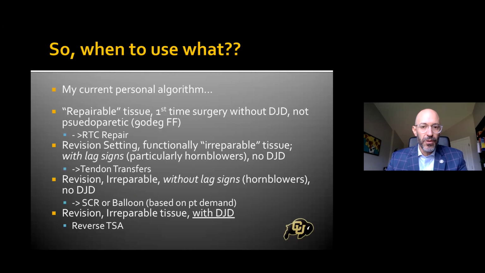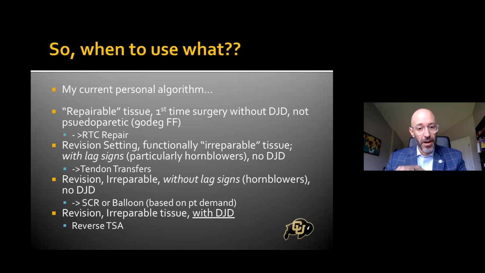So what do we use when? My current personal algorithm is that if I have repairable tissue, they're indeed a first-time surgery, no DJD, and they're not pseudoparetic, so they can achieve at least 90 degrees of forward flexion, that patient in my hands gets a cuff repair. If this is the revision setting and they have functionally irreparable tissue, so that high-grade Goutallier-based tissue or tissue that we know we tried to repair in our own hands and didn't work, with lag sign, particularly horn blowers without DJD, that's the patient that I think is indicated for tendon transfers.